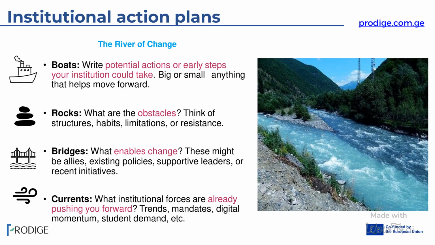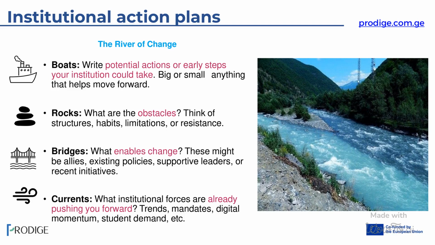Now let's turn ideas into institutional action plans using a creative method called the river of change. Imagine your institution as a river. Everything flows toward progress, but there are obstacles, supports, and forces that shape the journey. Start with the boats. These are potential actions or early steps your institution could take. They can be big or small, anything that moves the institution forward.